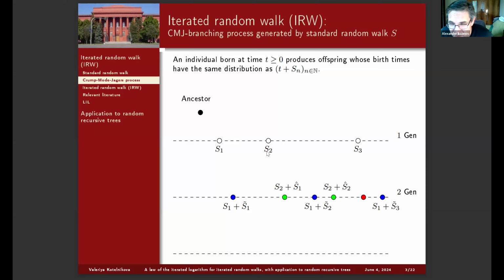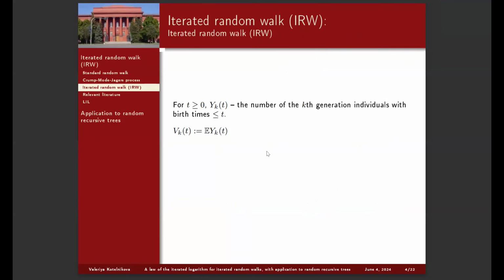Just as a comment, we'll take a look at it. The number of individuals in the second generation which are located to the left of T is just a convolution of the mean number of individuals in the third generation. And the same for each generation. So the mean number of individuals in the kth generation which are located to the left of T is a k-fold convolution of the mean number of individuals in the first generation. Okay, thank you. Let's go further.